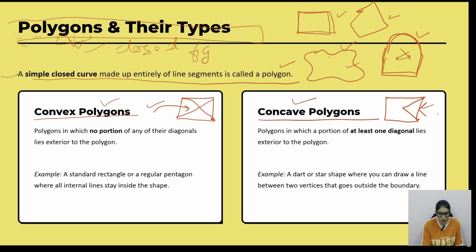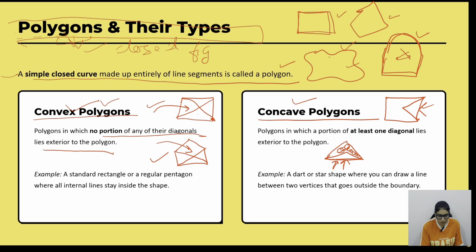Clear? So polygons in which no portion of any of their diagonals lies exterior to the polygon are convex. Clear? For example, square, rectangle, or any pentagon. Here, see, observe this. If you join these opposite vertices, what are you getting? You are getting the diagonals in the interior part of the polygon. So it is convex. So any figure, for example, I draw this arrow. Clear? And if you are joining these, then what are you getting? This is the total interior portion of the polygon, but here this diagonal is lying in the exterior. So this is a concave polygon. So these terms should be clear to you.